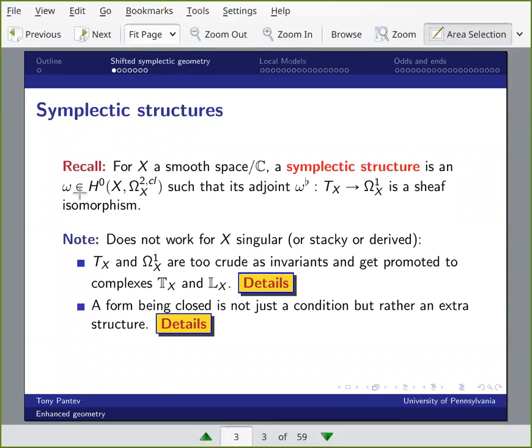So you understand what a symplectic structure is on the smooth locus, but you would like to understand what it would mean for that symplectic structure to be pushed to the singular locus, or to the locus where we have these extra automorphisms, or where we have these extra nilpotents in the function theory. And you immediately notice a couple of things. One is that the tangent bundle and the cotangent bundle, or the tangent sheaf and the cotangent sheaf, are too crude as invariants capturing the infinitesimal structure of your varieties, your singular or stacky or derived spaces.